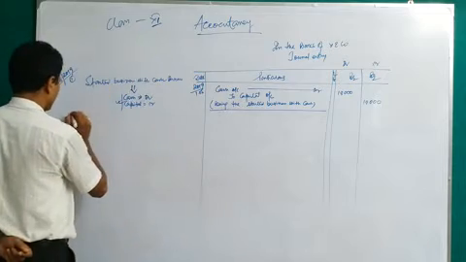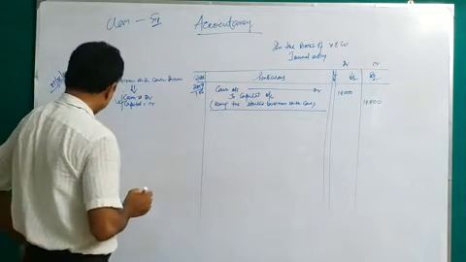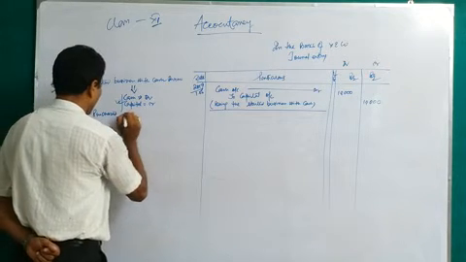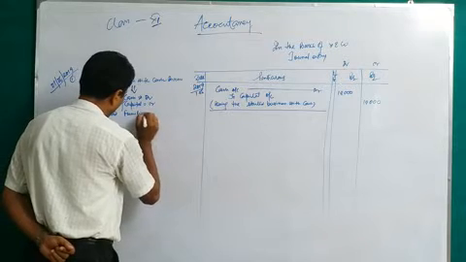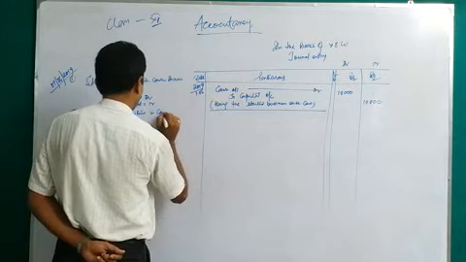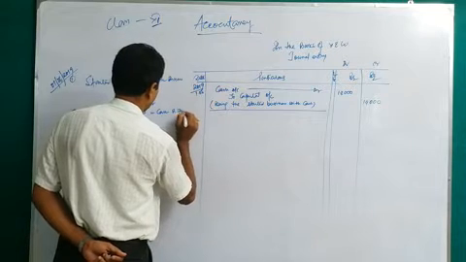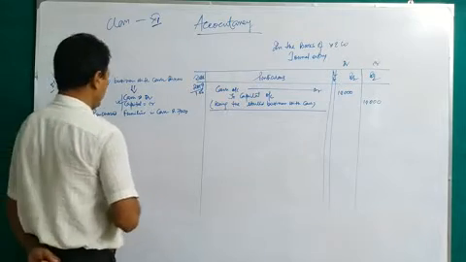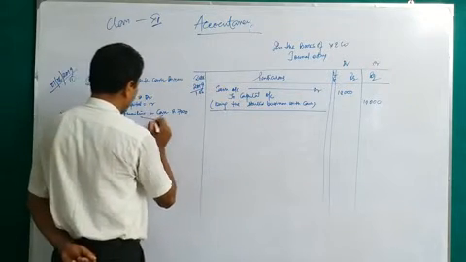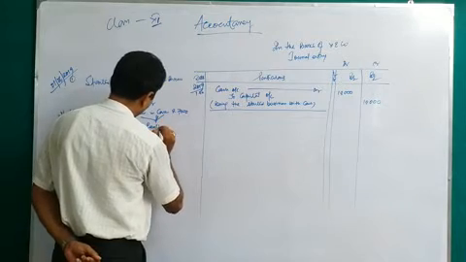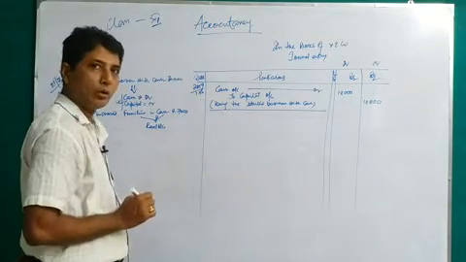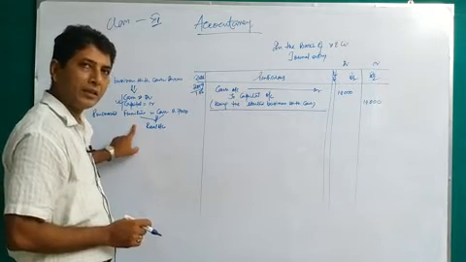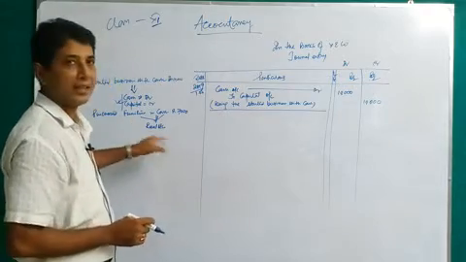Next, number 2: purchase furniture in cash, rupees 7,000. Date 2nd June. Here furniture and cash are real accounts. Debit what comes in, credit what goes out. You purchase furniture, so furniture comes in and cash goes out.